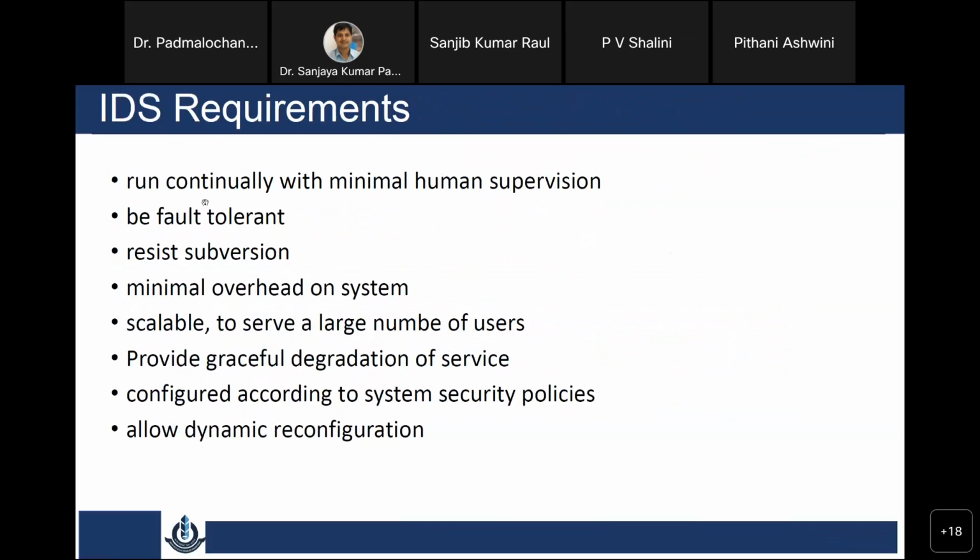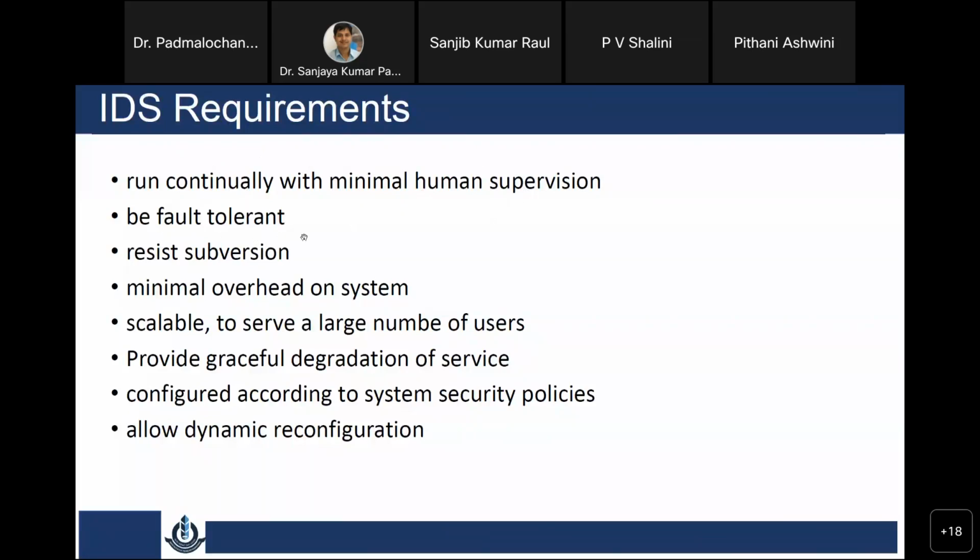General IDS requirements are: it should run continuously in the system with less human intervention. Therefore, it should be mostly automated. So it should be software which will be running in a server in your network or in your system, and that software will monitor the behavior of the incoming packets or the code which is running, and based on that it detects that this is an intrusion and it raises an alarm. Okay, so it should run continuously and with minimal human intervention.